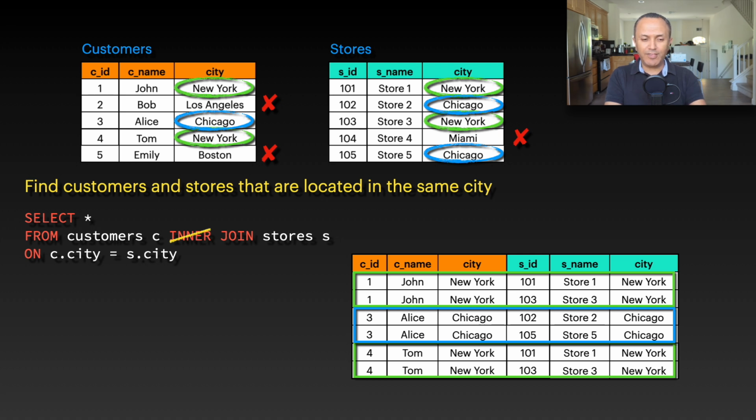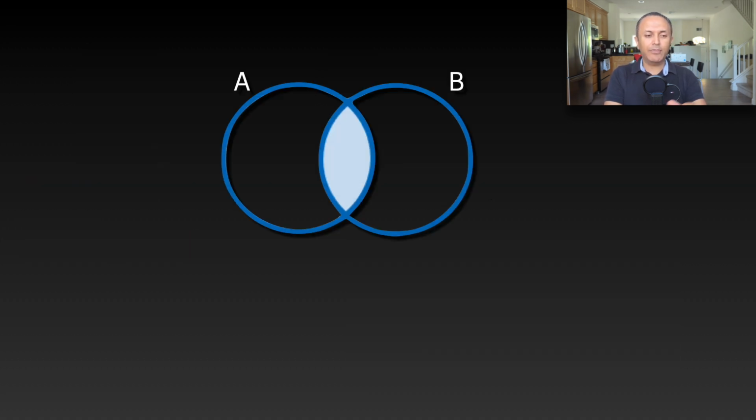We can represent this in the following diagram. Suppose that A and B are the tables or the inputs of the join. And we have things that appear in both tables. So this is the area in the middle. So this area represents the inner join. The inner join only produces things that appear in both tables. If something appears only in table A or in table B, then it's not part of the join result.